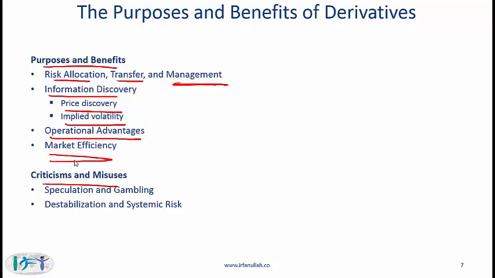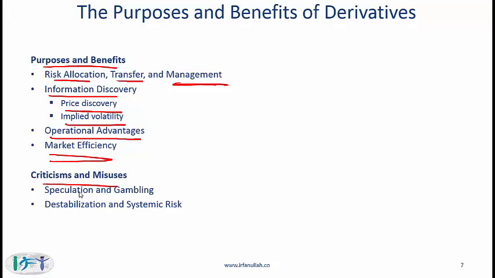Derivatives help ensure market efficiency in the sense that if a market is not efficient, then traders can take advantage of that inefficiency through derivatives. And if traders are then taking advantage of the inefficiency through derivatives, then the market inefficiency will be removed. Enough people dealing with derivatives will cause the market to become efficient again.